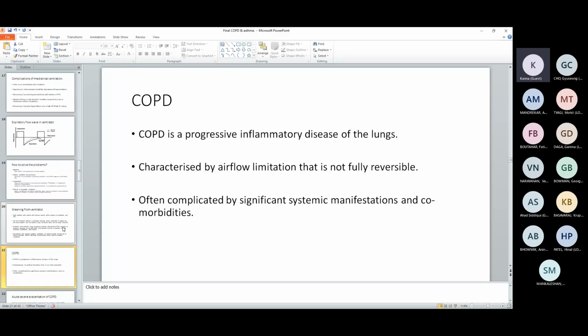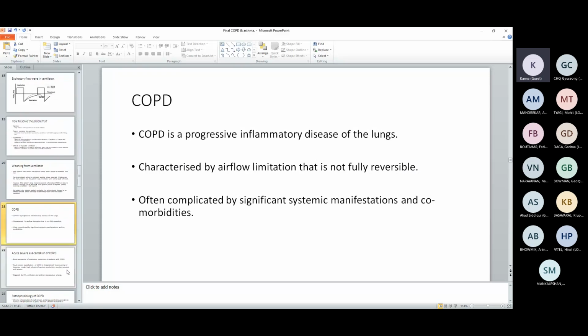So that's about asthma. I can move to COPD. COPD is a progressive inflammatory disease of the lung. It is characterized by airflow limitation, but here the airflow obstruction is not fully reversible. And it can also be associated with significant systemic manifestations and other comorbidities.